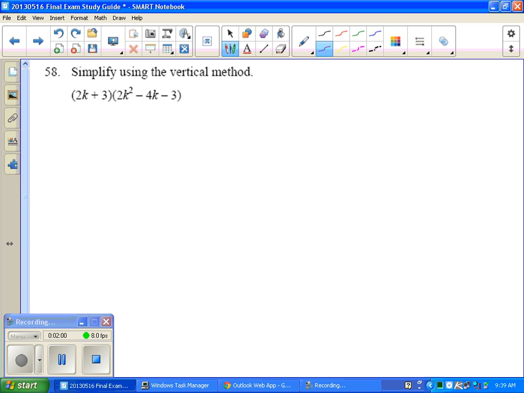This one says simplify using the vertical method. So what you have is 2k plus 3 times 2k squared minus 4k minus 3. And you're multiplying those two by each other. It's a vertical method because it's going from on top of each other. You want to multiply negative 3 times everything at the top. So negative 3 times 3 is negative 9. Negative 3 times 2k is negative 6k.